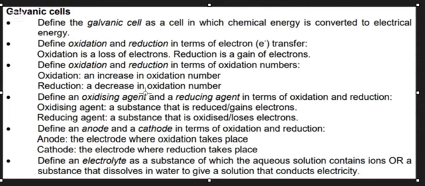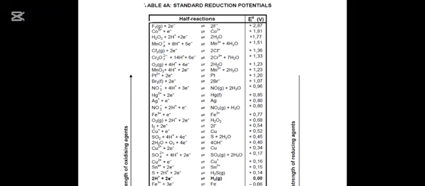And remember, when we say electrochemical cells, we have galvanic cells and we have electrolytic cells. So let's go to definitions. In this video we are going to explain how to use the standard reduction potential table.